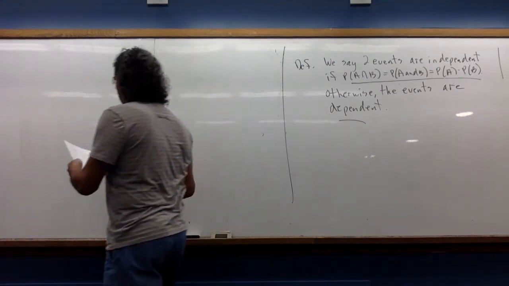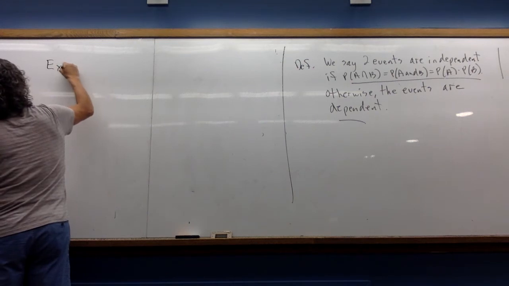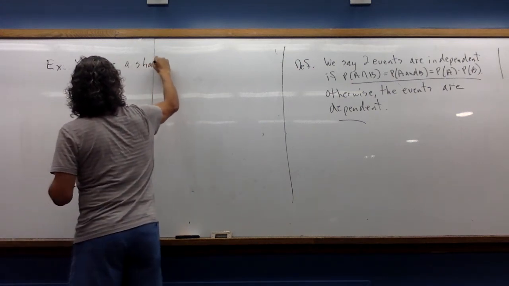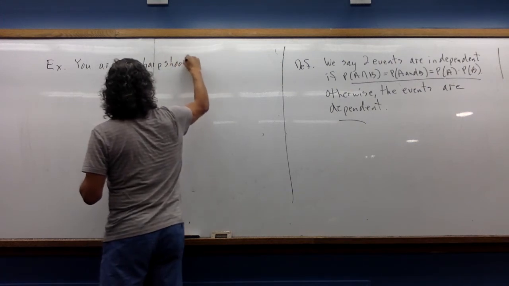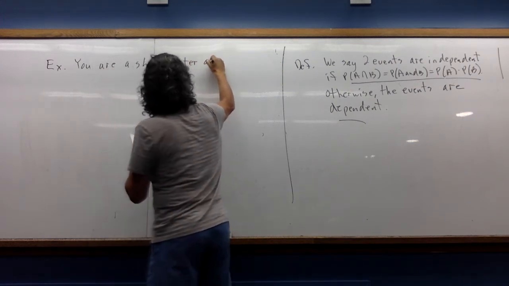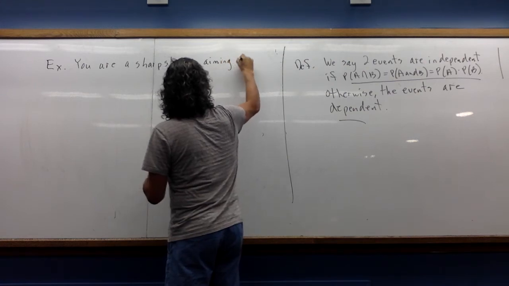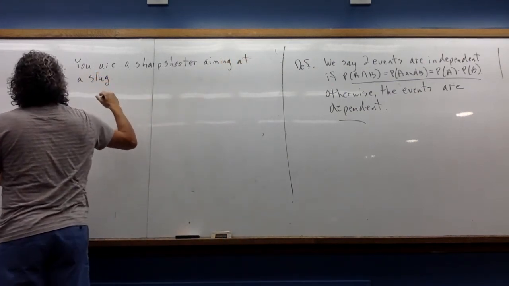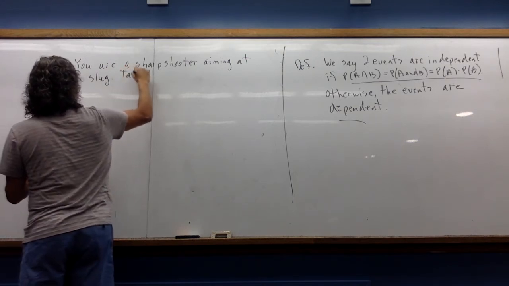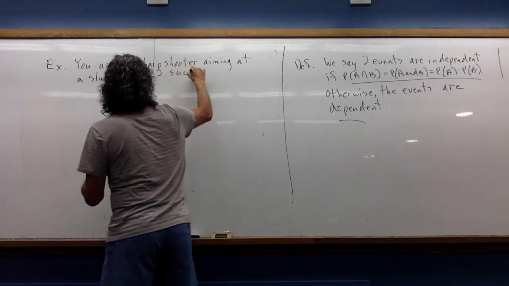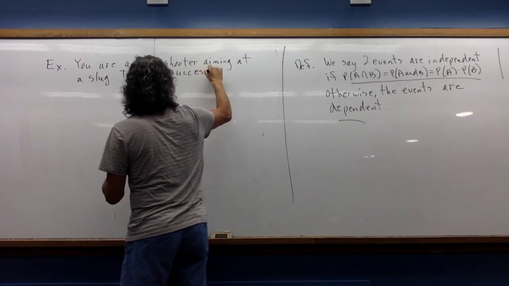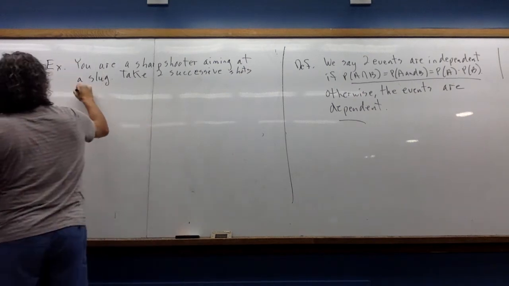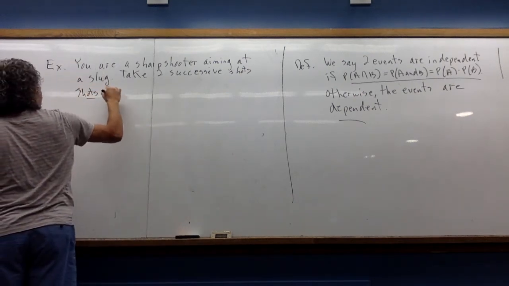So let's do an example. So let's say you are a sharpshooter aiming at a slug. So you take 2 successive shots. I'm telling you, shots are independent.